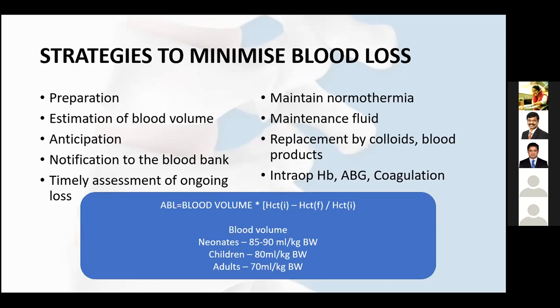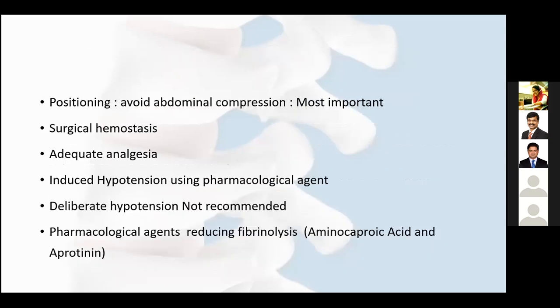Throughout the procedure, normothermia should be maintained. The maintenance fluid should be given, with replacement by colloids and blood products, and intraoperative hemoglobin, ABG, and coagulation should be done. Even with the positioning, if the abdomen is compressed, it is going to cause spinal and epidural vein engorgement, causing increased bleeding. Surgical hemostasis is essential. Adequate analgesia and induced hypotension can be done during exposure, but deliberate hypotension throughout the procedure is not recommended, as it can cause spinal cord ischemia.